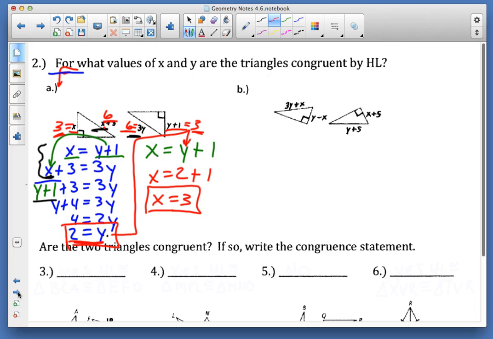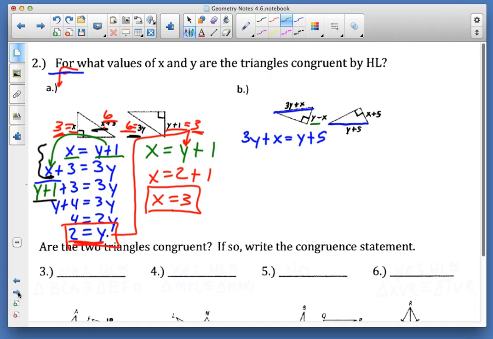What I'd like you to try is realize we're going to do exactly the same thing. And people are like, what? So I'm going to bring you through it. We're going to have two relationships. Let's set up the two relationships. The first one is with my hypotenuse. The hypotenuse is across from the right angle. So I know that 3y plus x is equal to y plus 5.